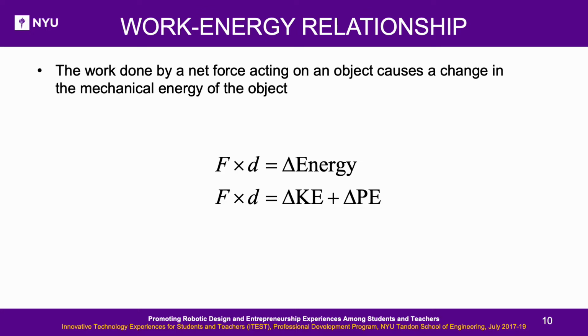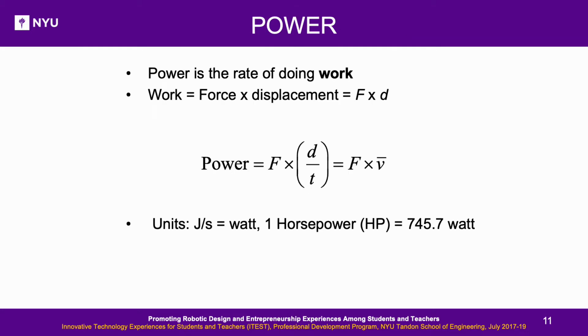Work-energy relationship. With the principle of the law of conservation of energy, the work done by a net force acting on an object causes a change in the mechanical energy of the object. Power. It is the measure of the amount of energy transferred per unit of time. It is the product of force on an object and its velocity. Power is a scalar quantity, and its SI unit is watt.